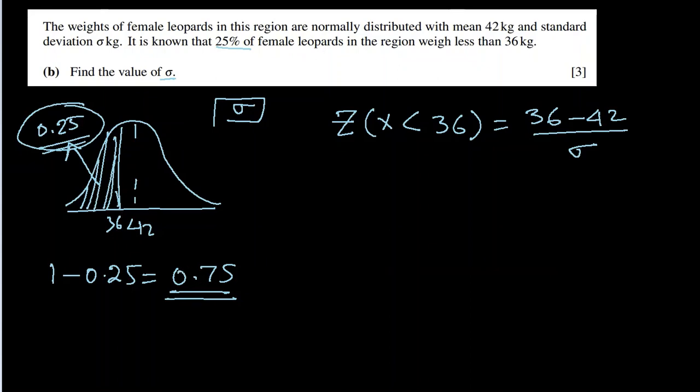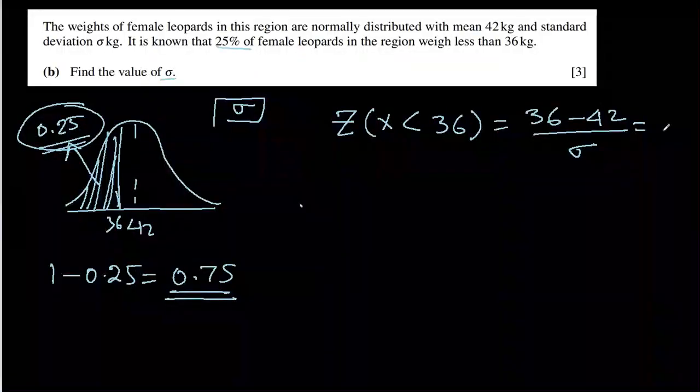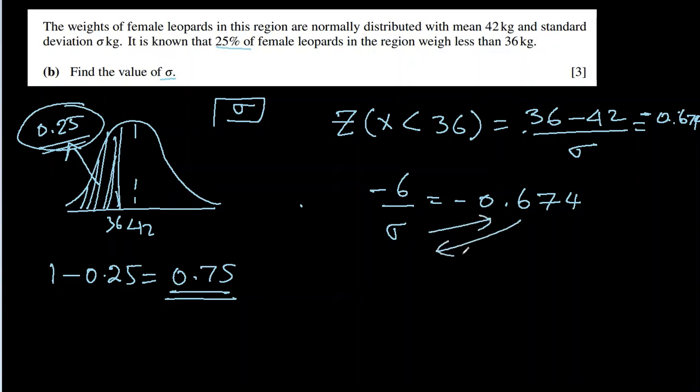Okay, so 0.75. Let's go back to our chart and see here 0.67. So 0.7486, we need 14 more. 14 is nowhere, so that means it will be between 4 and 5. Let's say 4. So 0.674. 0.674 was the z score for 0.75, but we wanted it for 0.25, so we put a negative in front, and that becomes the z score. So 36 minus 42 is minus 6 over sigma, equal to minus 0.674. So sigma and 0.674 exchange their places.